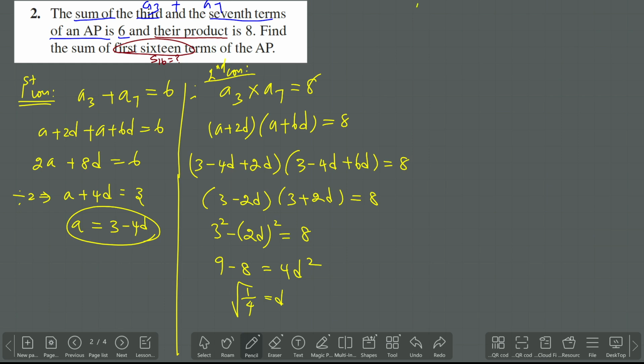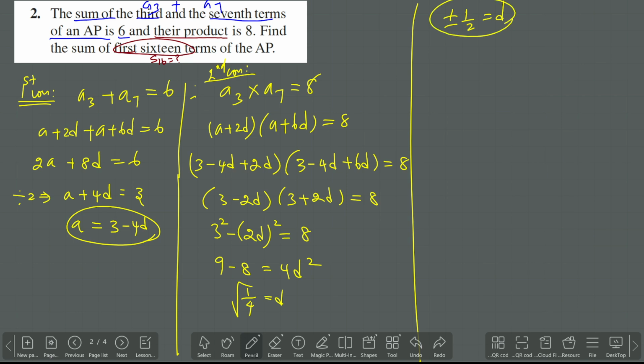Now, it's wrong. Plus or minus 1 by 2. How many times am I telling? You people should not make this mistake. I'm telling many times, when we have a root, we should write plus or minus. If it is a distance, height, weight, length, then only you should not write negative. Here it's the D value, which can come as positive, negative, or zero also sometimes. You should be careful, children. Okay, plus or minus 1 by 2 is the D value. So what am I getting?